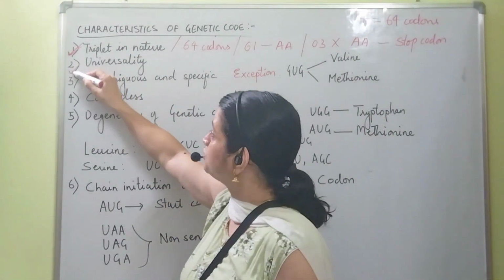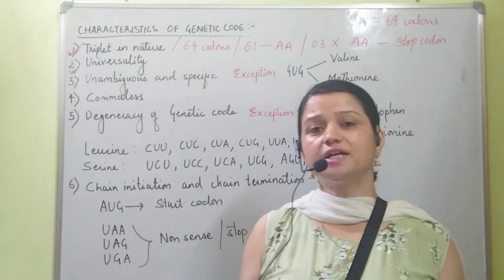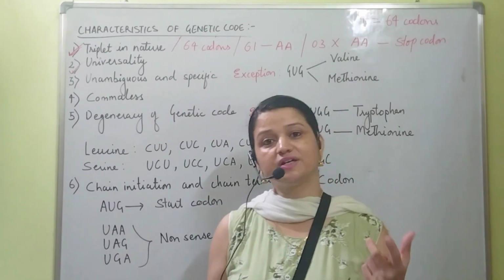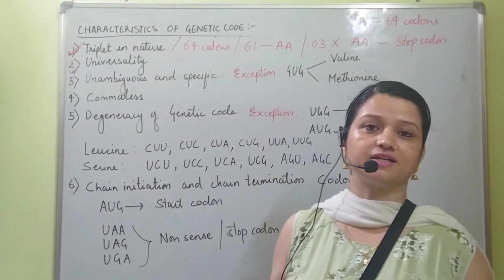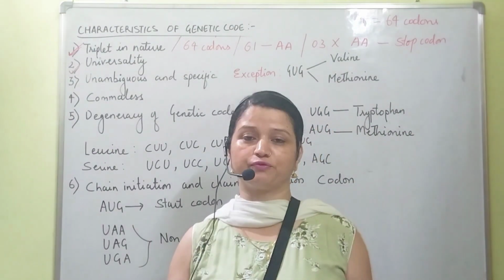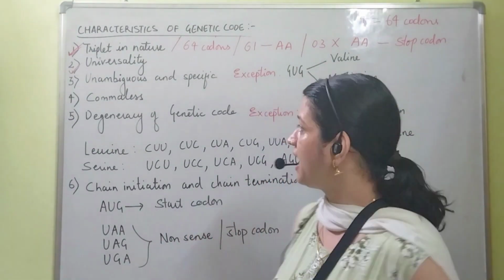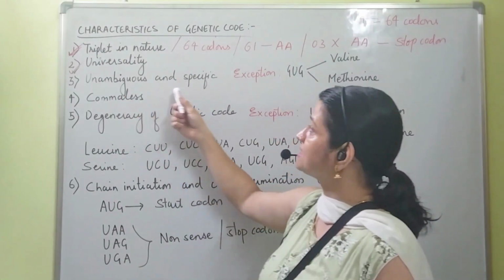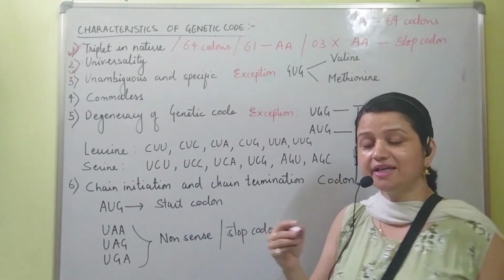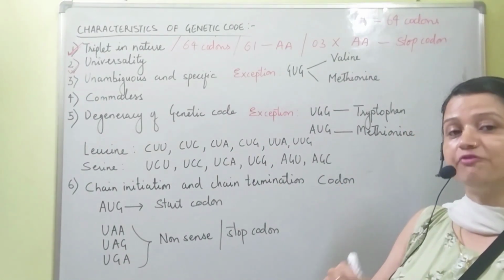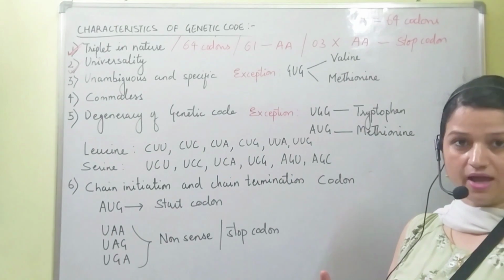Second is universality. The genetic code is nearly universal in all organisms, whether it is a prokaryote or a human being. The same codon will code for the same amino acid. Third, it is unambiguous and specific. Unambiguous means that one codon will code for only one type of amino acid.